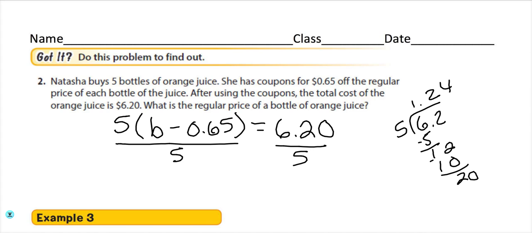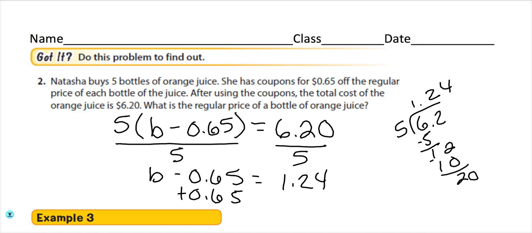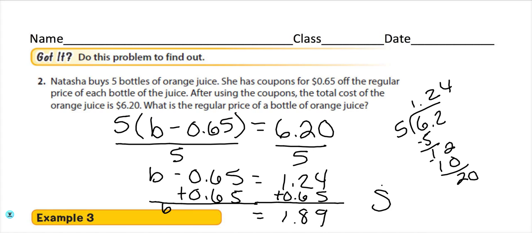Okay, so $1.24. So we get B minus 65 cents equals $1.24. Add 65 cents on, left with B equals, that's $1.89. All right, $1.89.